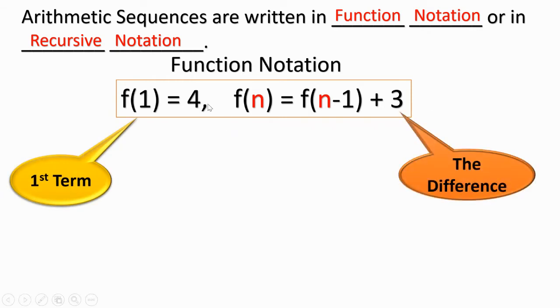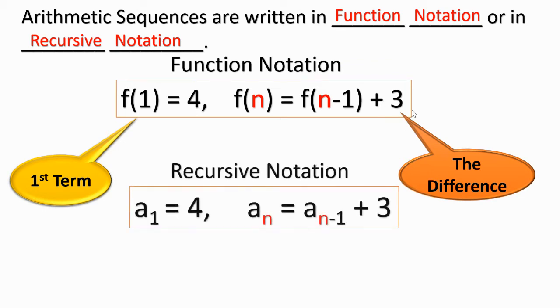You need 2 things to be able to do this. You need the first term, and you need the common difference. This tells you that this is the first term. So the first term is 4. So we're going to start with 4. Then we're going to change by plus 3 every time. That's all it's telling you.